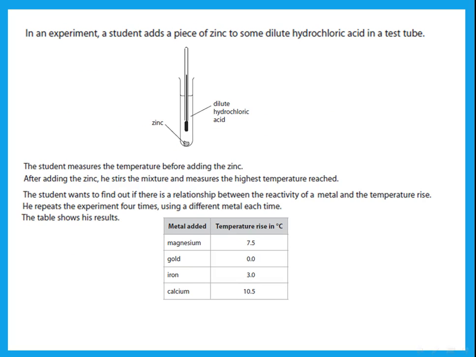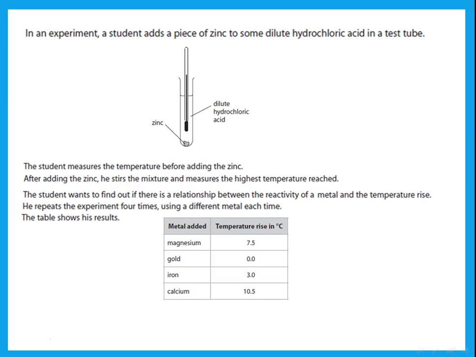The other question is a possible question that you could have. In an experiment, a student adds a piece of zinc to some dilute hydrochloric acid in a test tube. So he has a piece of zinc in dilute hydrochloric acid. The student measures the temperature before adding the zinc. After adding the zinc, he stirs the mixture and measures the highest temperature.